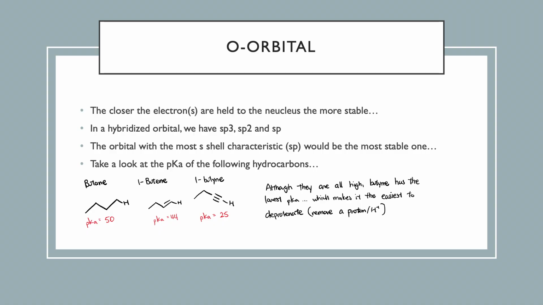If we look at the hydrocarbons, this is a good example. Butane has a pKa of 50. Butene with a 1 pi bond at that end has an sp2, and has a slightly lower pKa, but it's extremely high. However, butyne with an sp orbital has a pKa of 25. Although they are all high, butyne has the lowest pKa, and it is the easiest one to deprotonate if you have a very strong base. So keep that in mind.